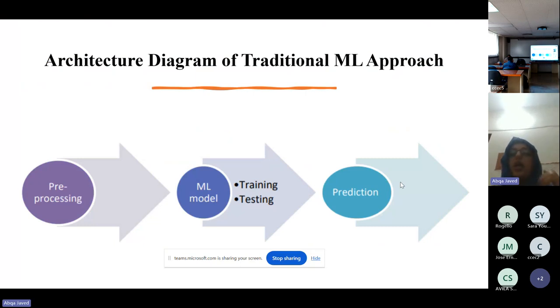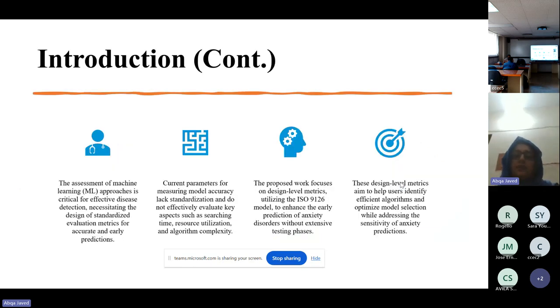Here are the traditional machine learning approaches: we take a particular data set and apply different pre-processing techniques on it. Then the machine learning model that we select for our data, we divide it into training and testing phases, and then it gives us results in the form of prediction or classification of the particular disease. Then the assessment of machine learning approaches is critical.